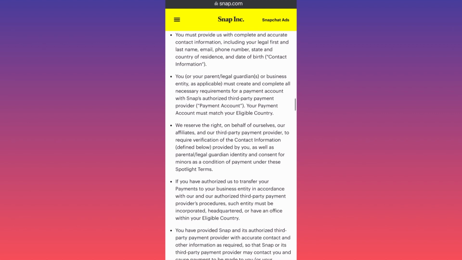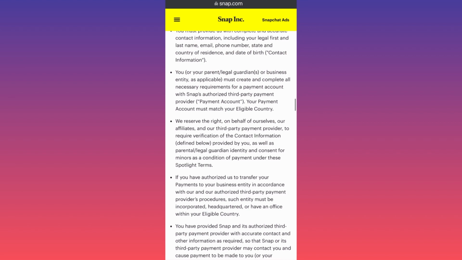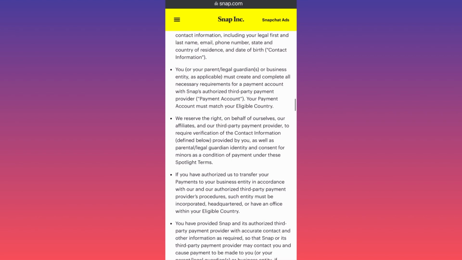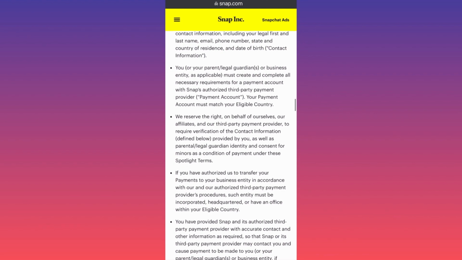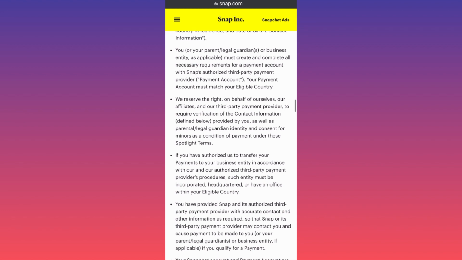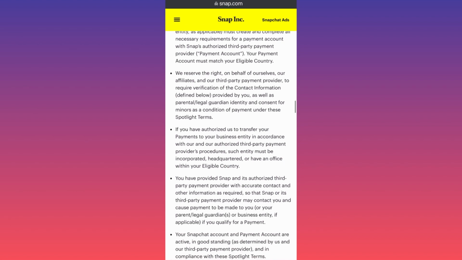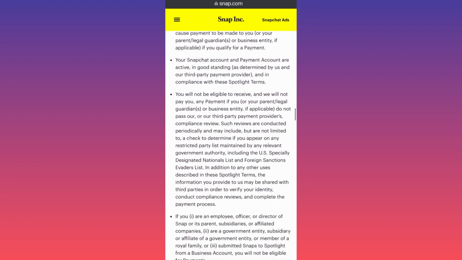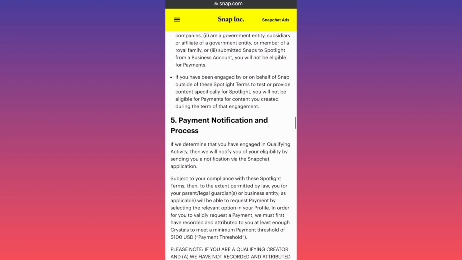Okay, you or your business entity applicable must create and complete all necessary requirements for payment accounts. We reserve the right on behalf of ourselves, our affiliates, our third party payment providers to require verification of the content information. So as you can see over here, guys, things are getting much more strict here.